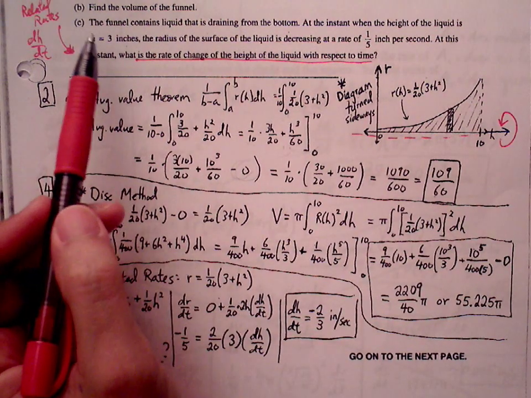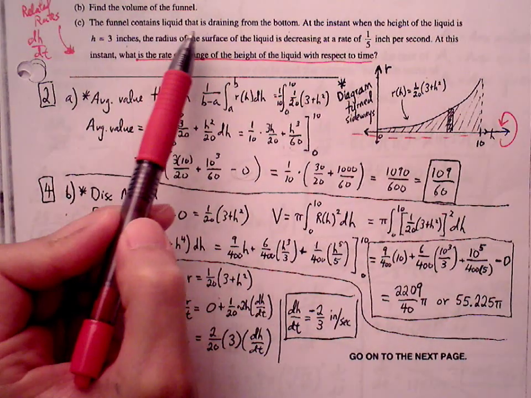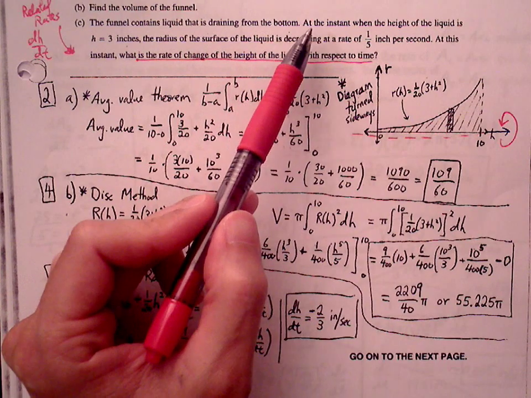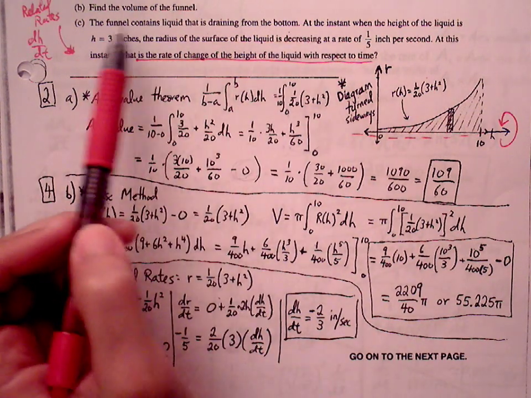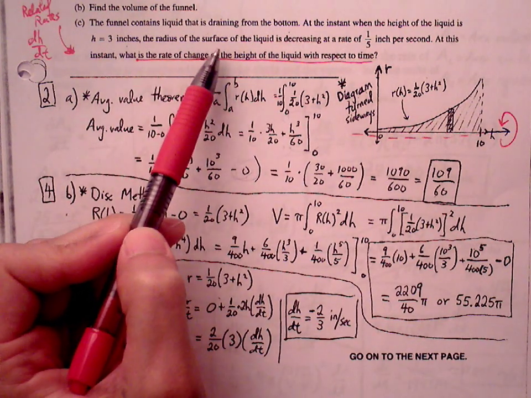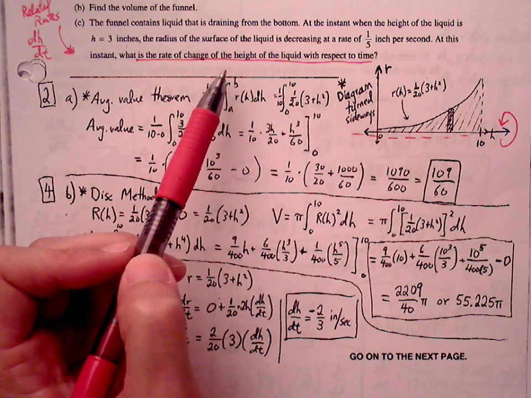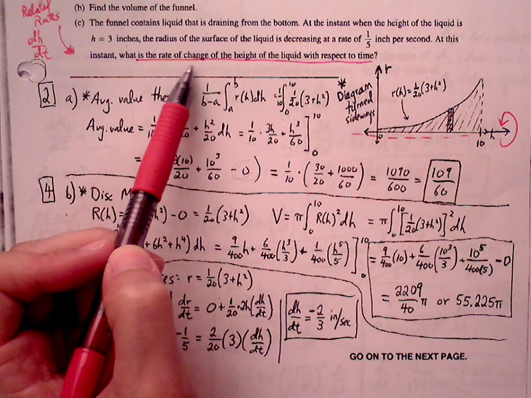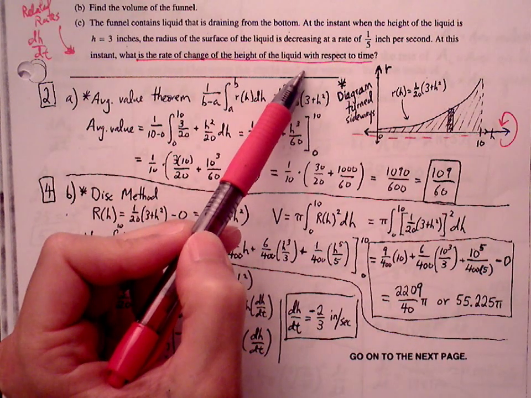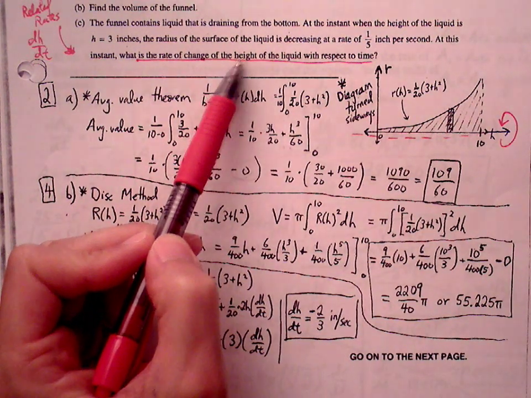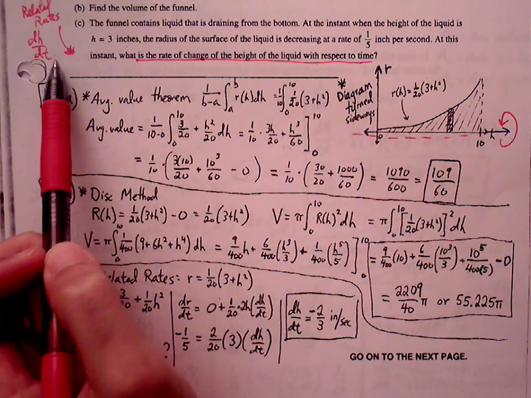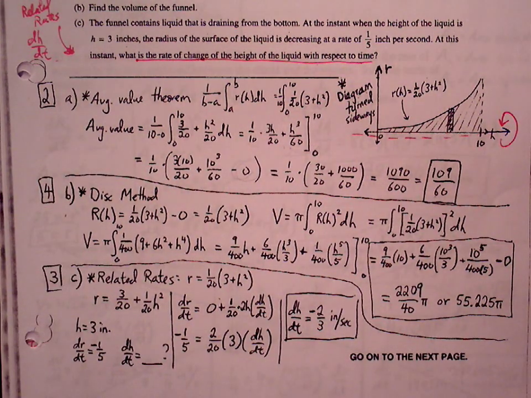Okay, part C. The funnel contains liquid that is draining from the bottom. At the instant when the height of the liquid is 3 inches, the radius of the surface of the liquid is decreasing at a rate of 1/5 inch per second. At this instant, what is the rate of change of the height of the liquid? So we're looking for dh/dt, the rate of change of height with respect to time. This is a related rates problem that's going to show up for this part C.